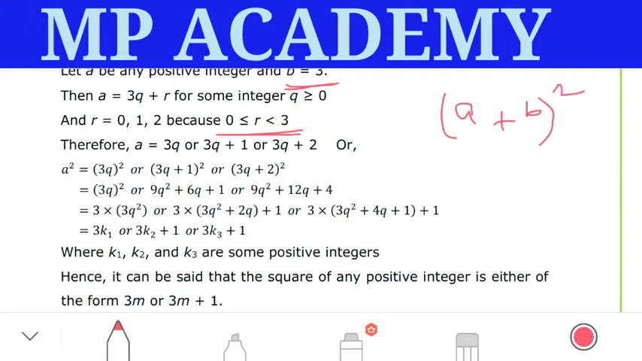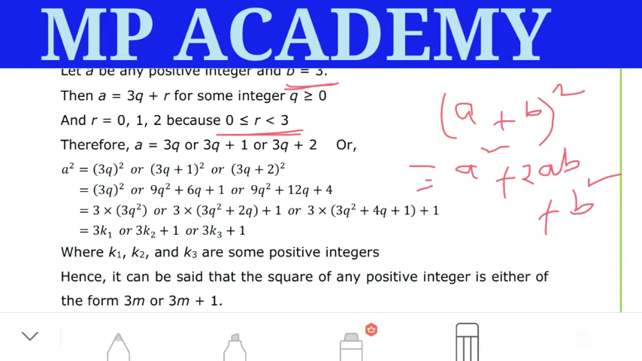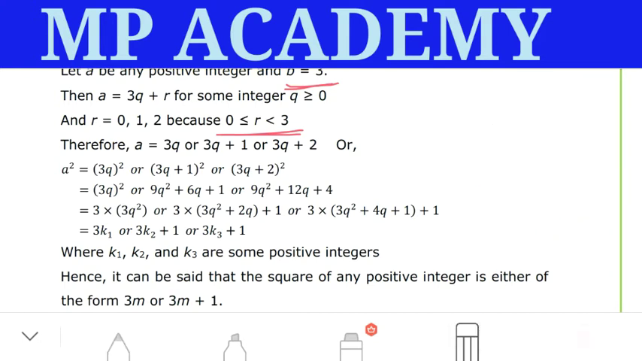Now to calculate 3q plus 1 the whole square, we have to use the a plus b whole square formula, that is a square plus 2ab plus b square. So the first number can be written as 3 into 3q square, the second number as 3 into 3q square plus 2q plus 1, and the third number as 3 into 3q square plus 4q plus 1, plus 1. I just simplify using that whole square formula, and then we put 3q square equal to k1, 3q square plus 2q equal to k2, and 3q square plus 4q plus 1 equal to k3.